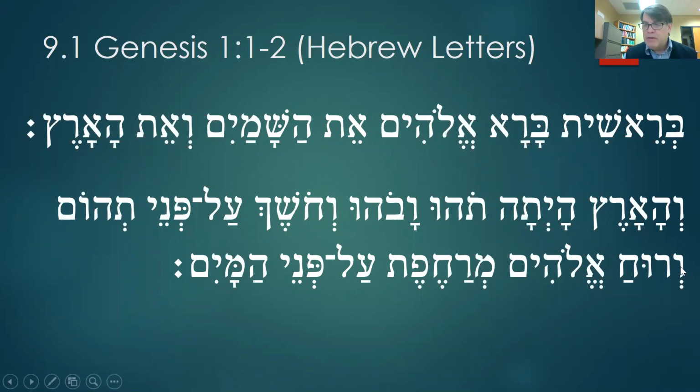Okay. Vav, vocal shva, resh, shuruk. This patach really is not in the right place. It should be a little bit to the right. It's a furtive patach. It's ruach. You go u and then ah. Ruach. The ruach and spirit. Spirit of, recognize this from up here? Spirit of Elohim. Can you do the letters?